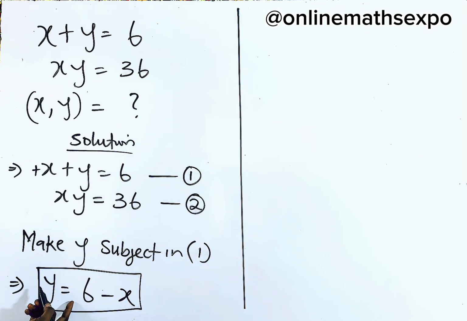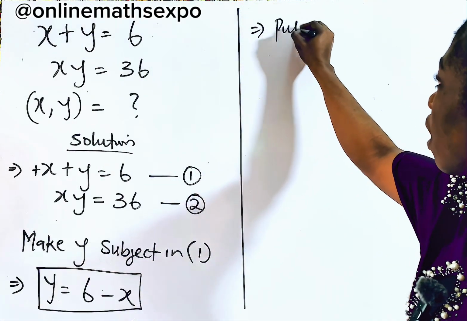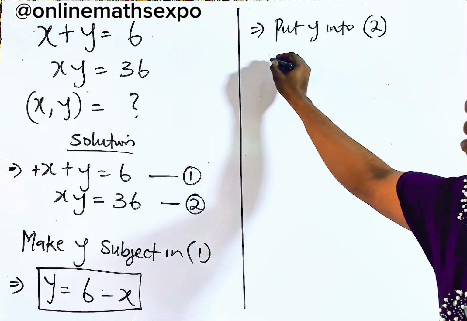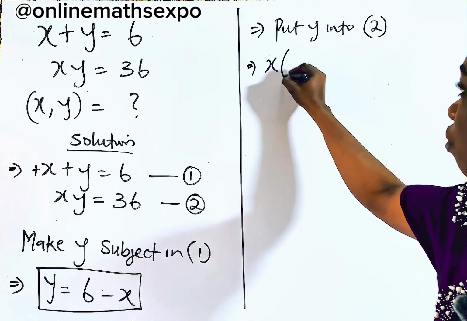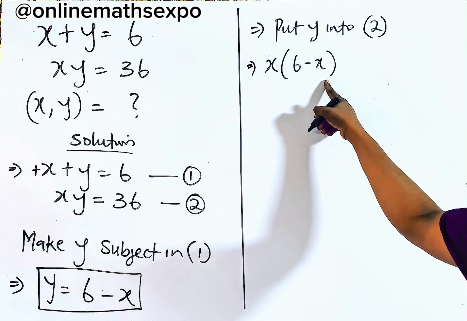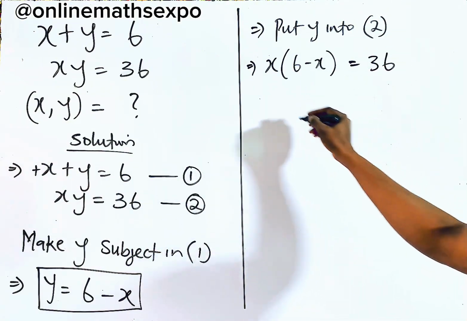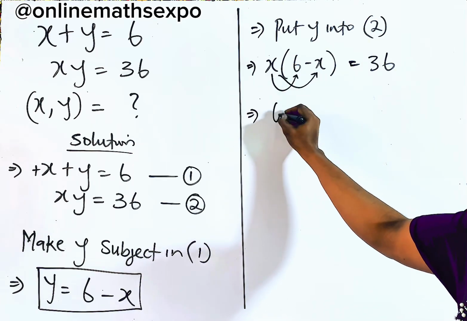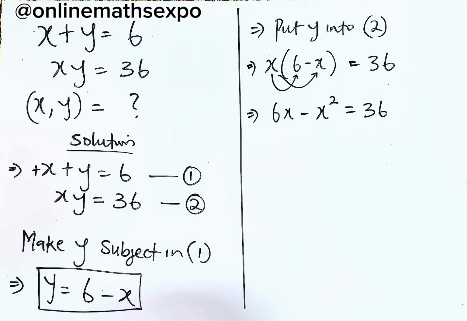We're going to plug this y into the second equation to solve for x. So we put y into equation 2. We're going to have x, and instead of writing y, we replace it with 6 minus x, in brackets, as an expression representing y, and that is equal to 36. So we distribute x into the bracket. That gives us 6x minus x squared is equal to 36.